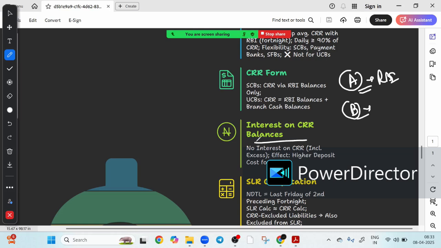If you look at the interest on CRR balance, you may be wondering what the bank earns on this reserve. Well, no interest is paid on CRR balance. It is a pure liquidity tool, not a revenue generating asset. It ensures banks always have a cash cushion just in case.